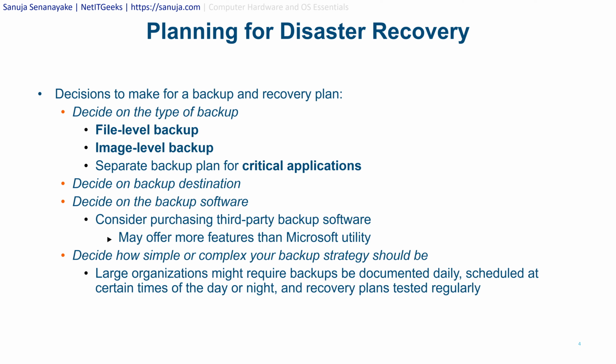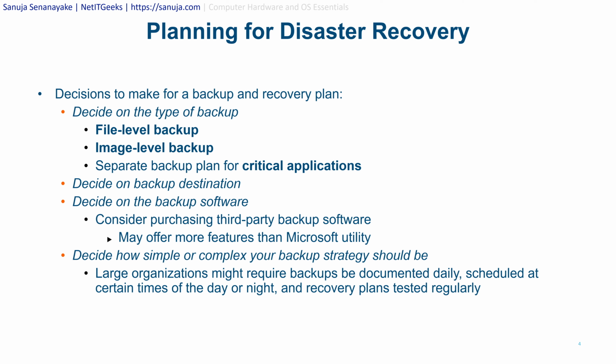Planning for disaster recovery. Decisions to make for a backup and recovery plan include deciding on the type of backup, the backup destination, the backup software, and how simple or complex your backup strategy is going to be. When you're deciding on the type of backup, you need to think about file level backup, image level backup, and a separate plan for critical applications backup.